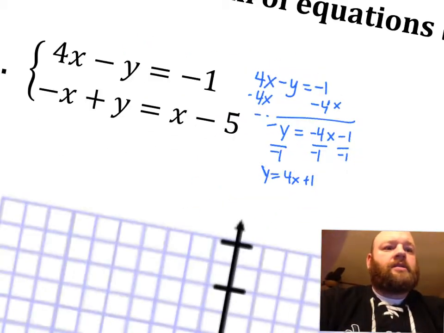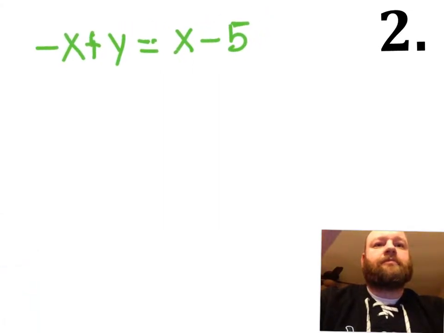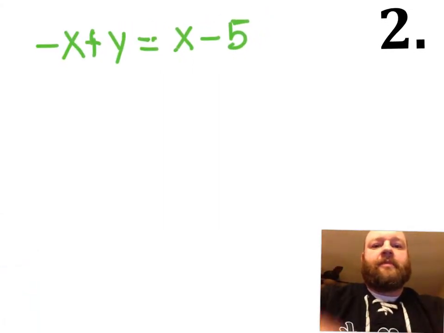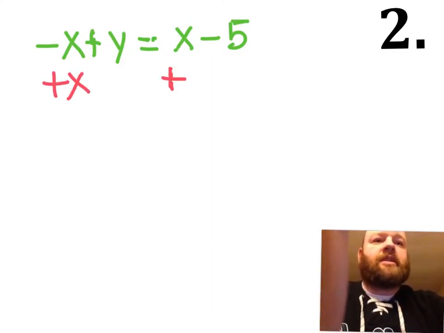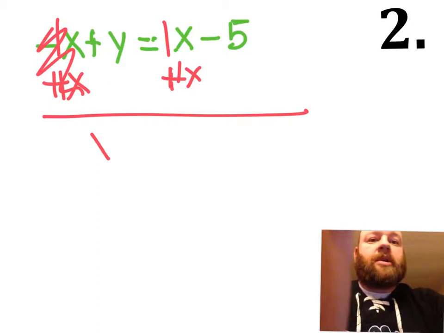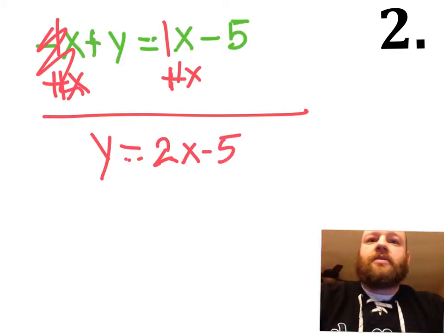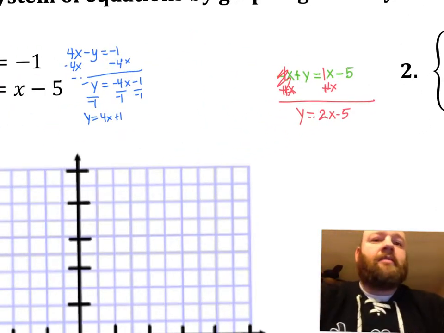Then we solve the second equation, which I have here in green. We're going to add x to both sides because we have x's on opposite sides, so we have to get them combined. If you want, you can say it's 1x and adding 1x, which might help you out. That cancels out, and we get positive y is equal to 1 plus 1 is 2x minus 5. So we have two equations here. We're going to graph each of them, and then see if they intersect.